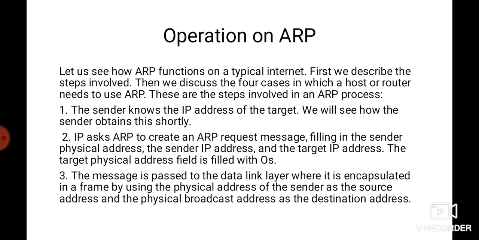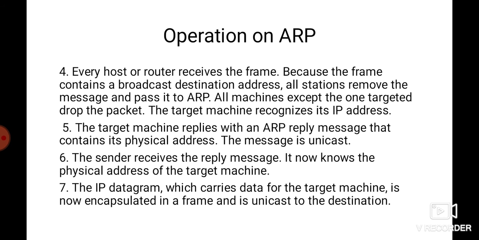The message is again passed to the data link layer, where it is encapsulated in a frame by using the physical address of the sender as the source address and the physical broadcast address as the destination address. Then every host or router receives the frame. Because the frame contains the broadcast destination address, all stations remove the message and pass it to ARP. All machines except the one targeted drop the packet, and the target machine recognizes its IP address.